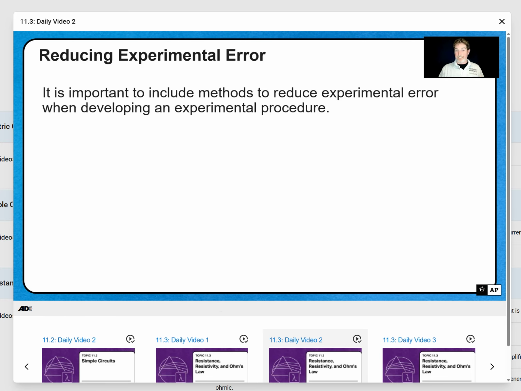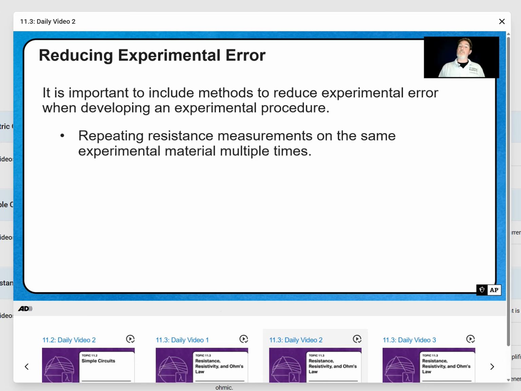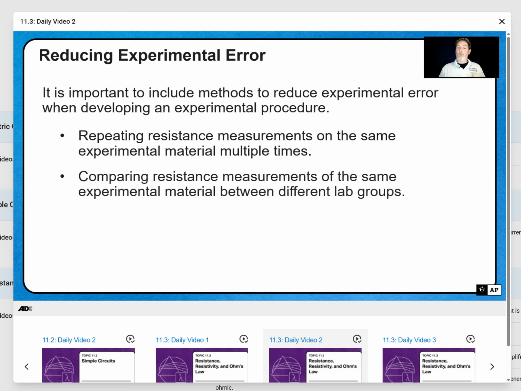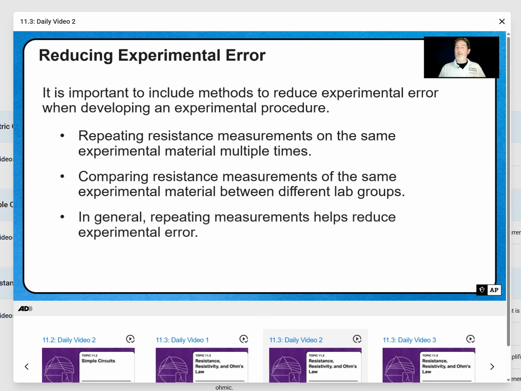As far as reducing experimental error, it's always important to include steps to reduce error, to improve accuracy. And it's as simple as saying repeating the resistance measurements on the same material multiple times, or comparing resistance measurements of the same experimental material between different lab groups. In general, finding a way to repeat the measurements helps to reduce experimental error.